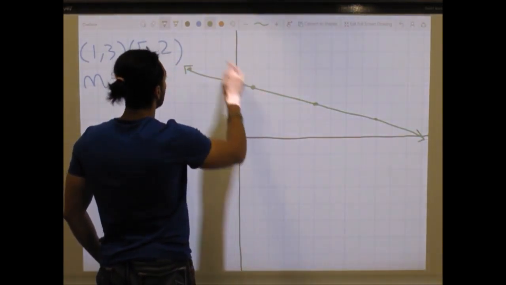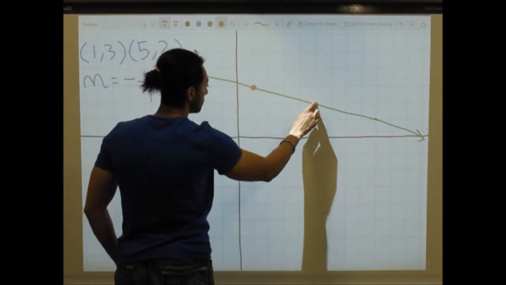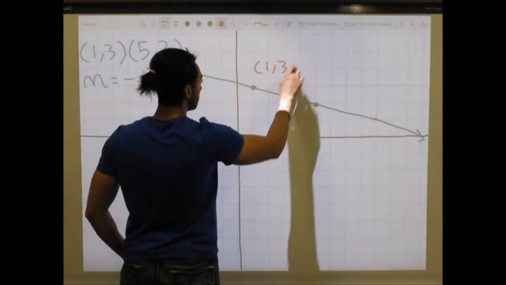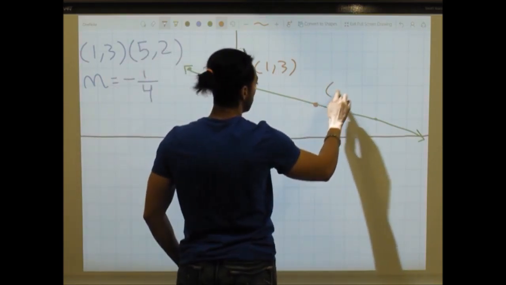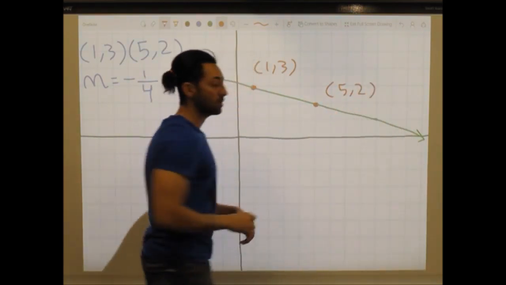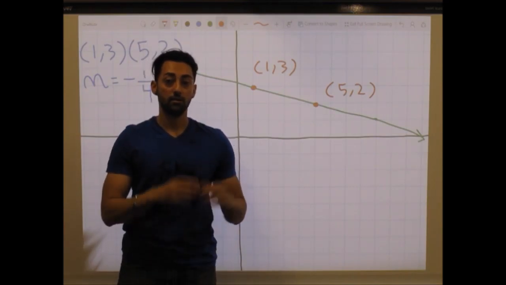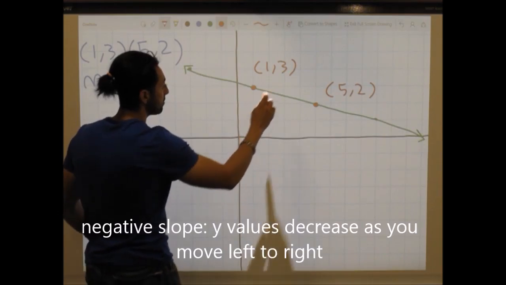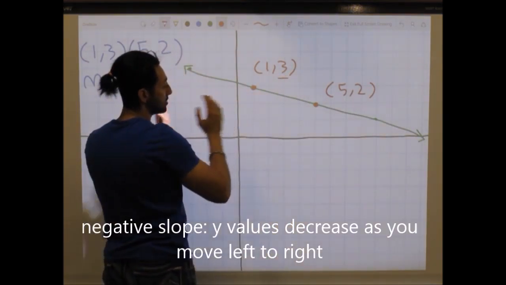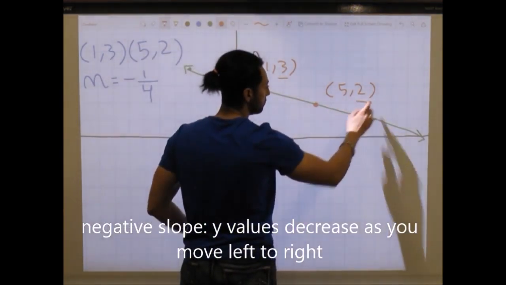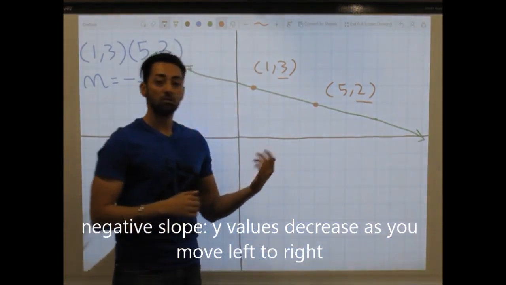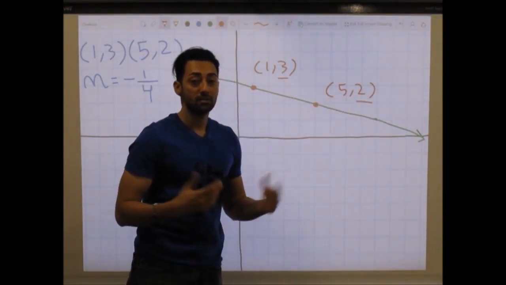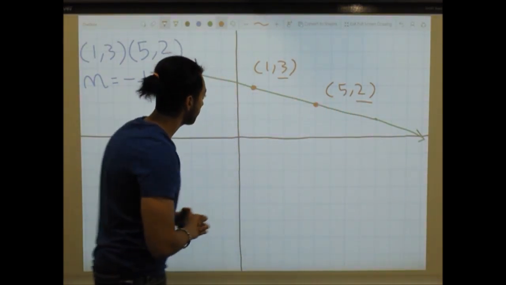So here's where our two original points were, 1, 3 and 5, 2. We said in the second case where your slope turns out negative, as you move from left to right, your y value should be decreasing. So here I see that my y value is 3, but as I move from left to right, my y value decreased to 2. So that also matched with what we said.